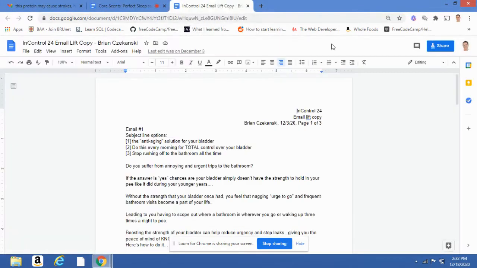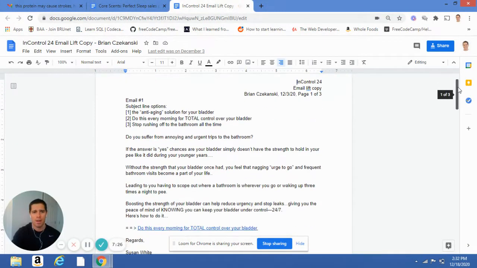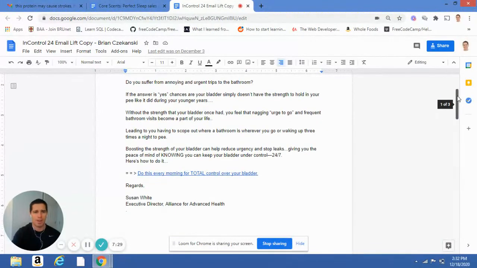And then there's one other one that I want to show you. This is for kind of a bladder solution. Imagine, for this one, this is for the older population where you have a lot of annoying or urgent trips to the bathroom. Again, I'm calling out that problem that they're dealing with right now.